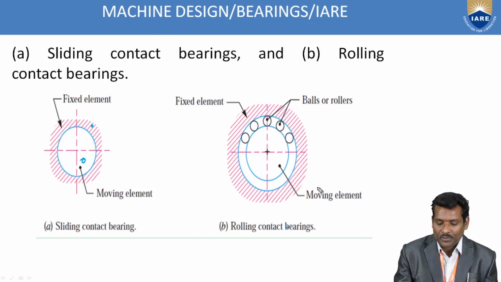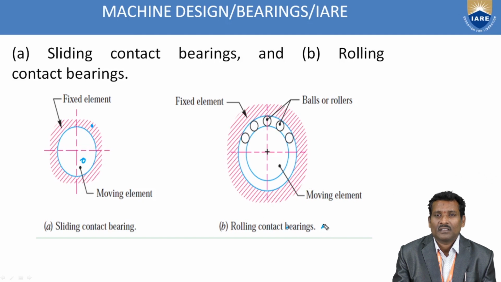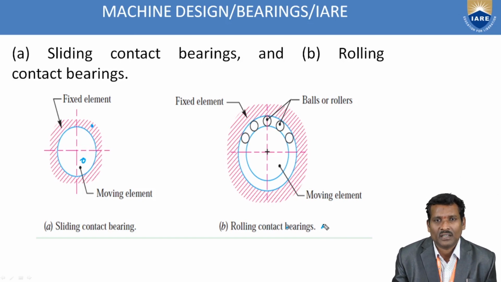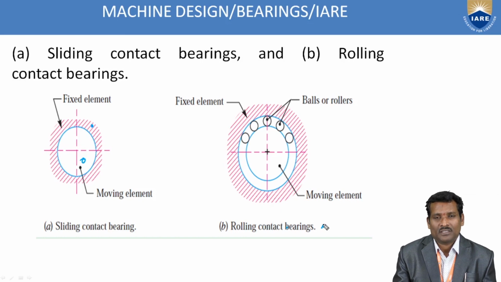In this, the moving element slides between the housing and the inside surface of the journal. Whereas in rolling contact bearings, in between the fixed element and the moving element, another element is placed. These are called balls or rollers. If you place balls, the bearing is called a ball bearing. If you place rollers, it is a roller bearing. Thus, the rotation or sliding occurs between the two surfaces with the help of balls or rollers. That's why we call them rolling contact bearings.